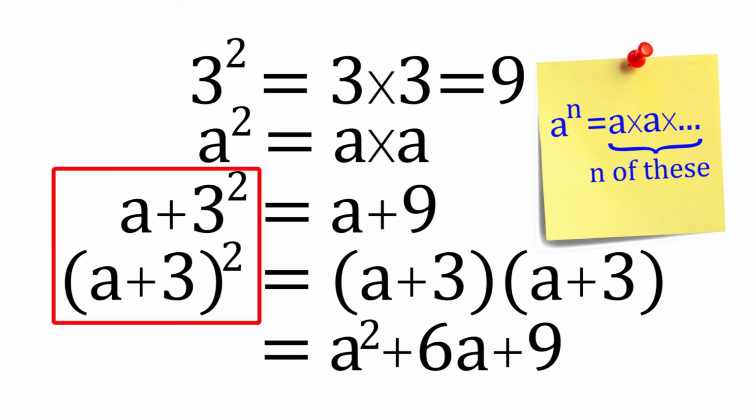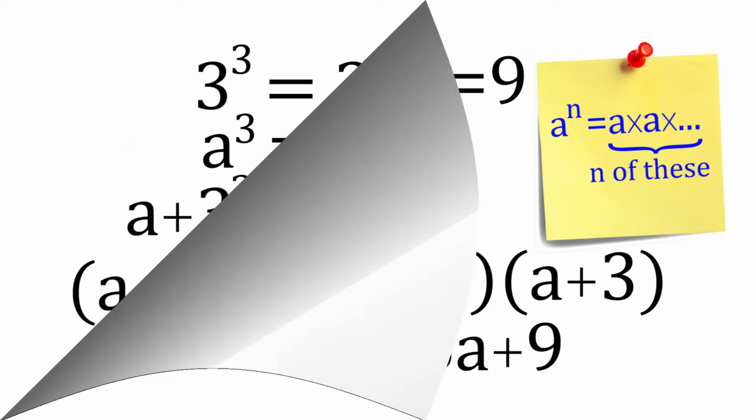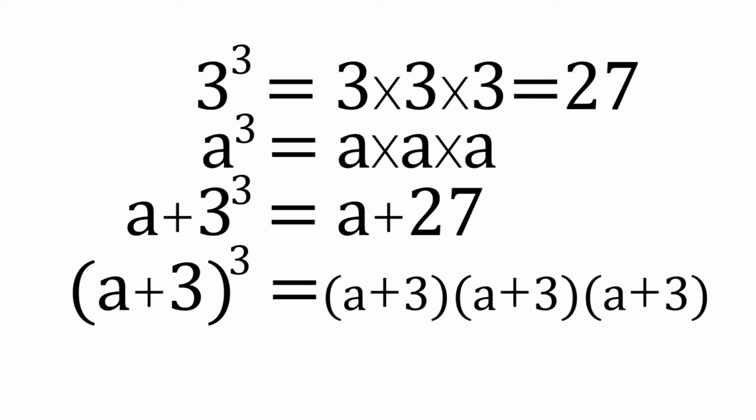The next two expressions are similar, but one is contained in brackets. So here the index only applies to the 3, whereas here the index applies to everything within the brackets, which can then be multiplied out. Here we have an index of 3, so each expression is multiplied by itself 3 times.